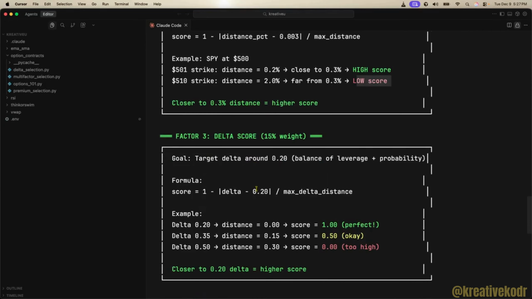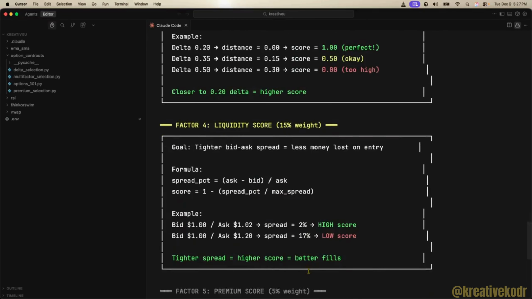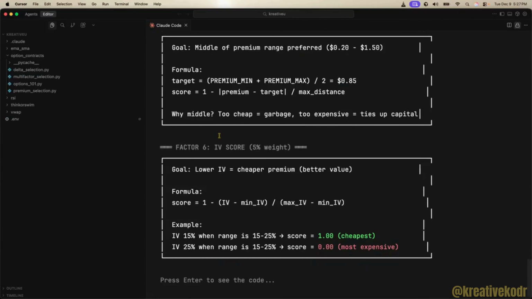Next is the delta score. The goal is to target a delta around 0.2, balancing leverage plus probability. Closer to 0.2 equals a higher score. Factor 4 is the liquidity score. Tighter bid-ask equals less money lost on entry, so tighter spreads, higher score, better fills. And then factor 6 is the IV score. Lower IV equals cheaper premium equals better value.